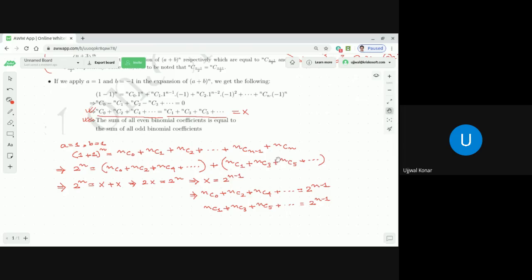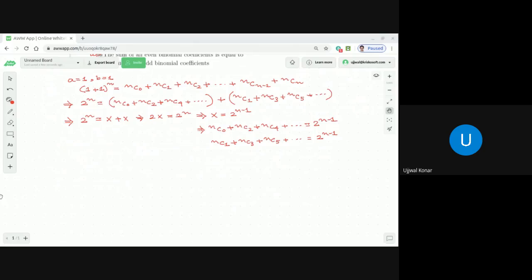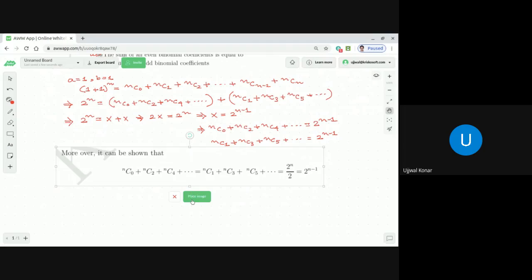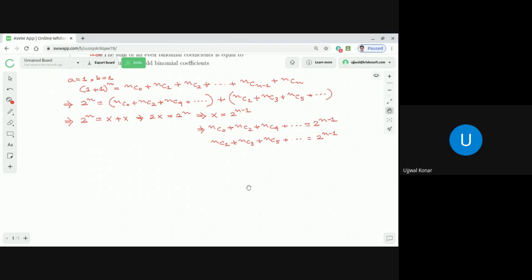Okay. So then what we conclude? We conclude a very important point. I just write the theorem what we just derived, something like this: what I just derived, that nC0 plus nC2 plus nC4 dot dot dot is equal to nC1 plus nC3 plus nC5 plus dot dot dot. That is equal to 2 to the power n minus 1.